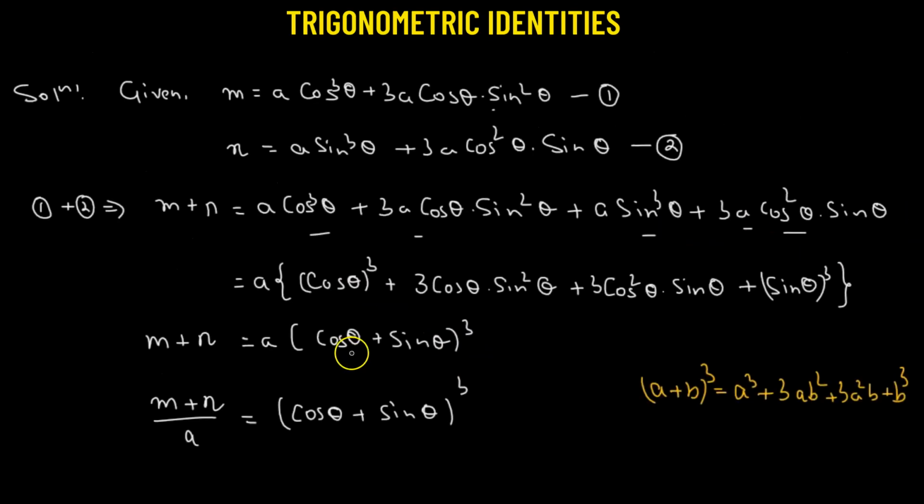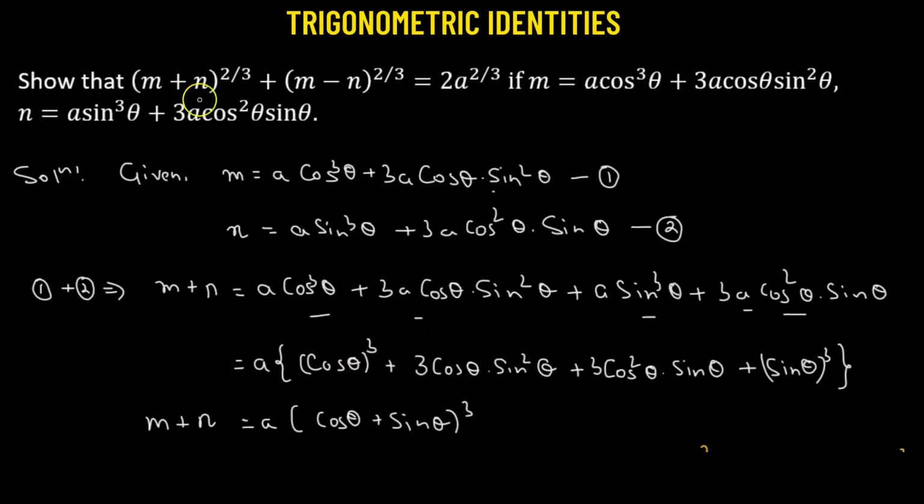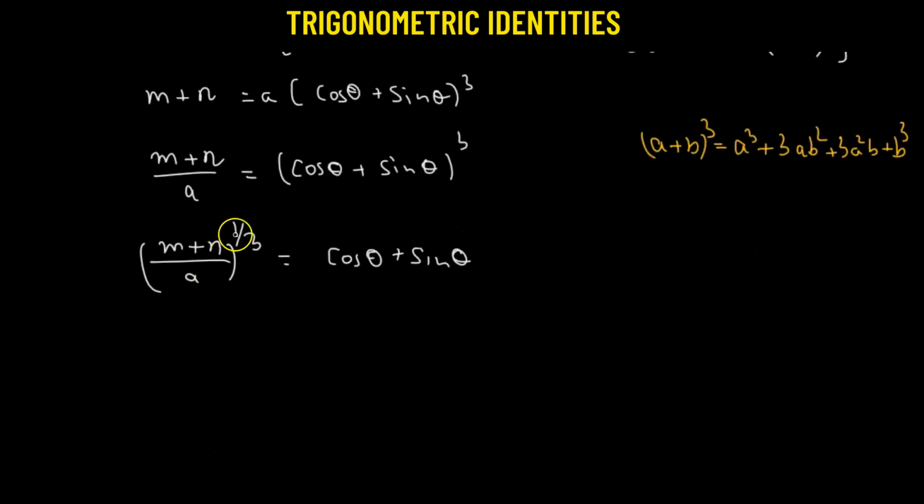Now, if we look at our proof, here we have (m plus n) raised to the power of 2/3. Now we have obtained (m plus n) raised to the power of 1/3. So in order to make it 2/3, we're going to square both sides. So let's rewrite the equation. So we have cosine theta plus sine theta, which equals (m plus n over a) whole raised to the power of 1/3. We're going to square both sides.